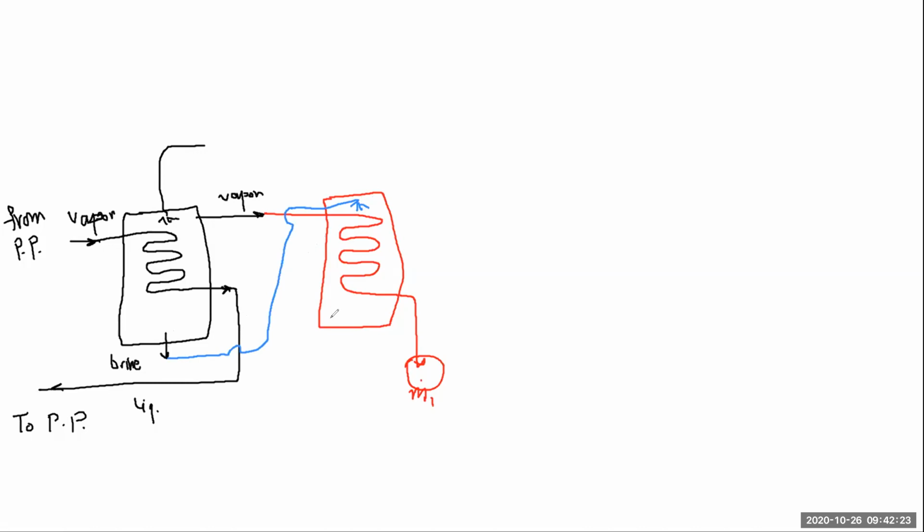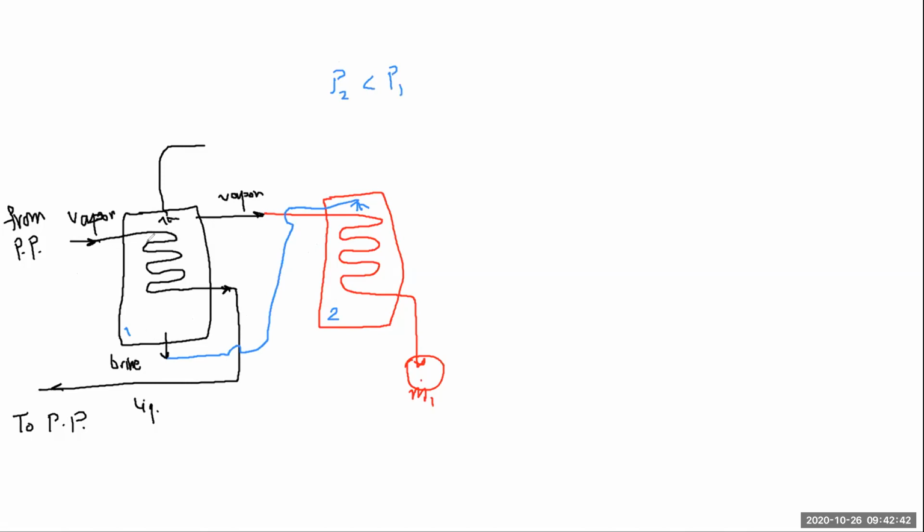Now this unit, or this evaporator number 2, is at a pressure less than the evaporator number 1. So that brine that comes here, it will be saturated.